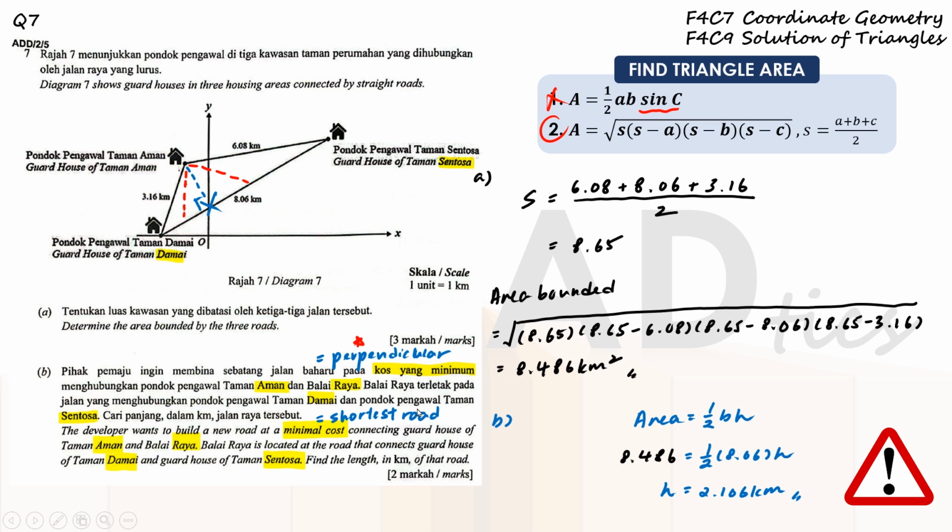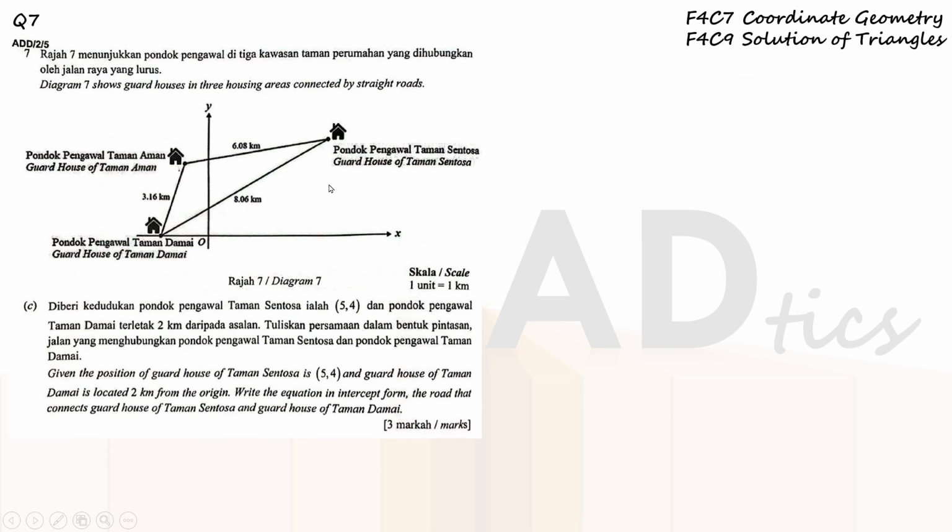or the shortest road. And for part C, we have the coordinates for the Taman Sentosa guardhouse, which is (5, 4), and Taman Damai's coordinates as well. Here it says 2 km from the origin, so this means we need to go 2 units to the left to reach Taman Damai. So the coordinate is (-2, 0).